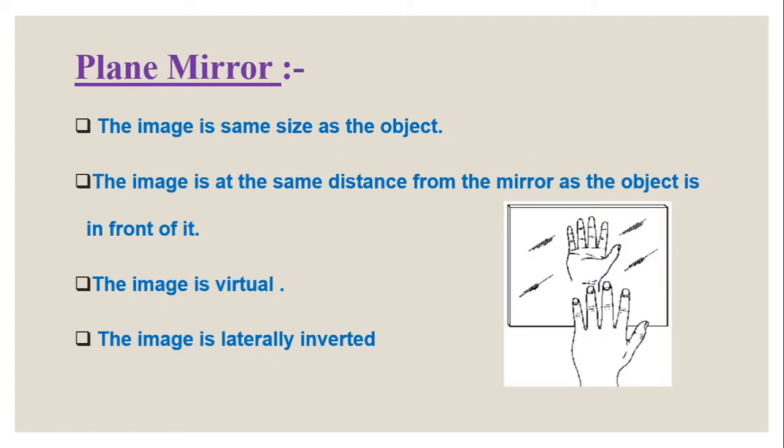Plane mirror. The image is the same size as the object. The image is at the same distance behind the mirror as the object is in front of it. The image is virtual and the image is laterally inverted.